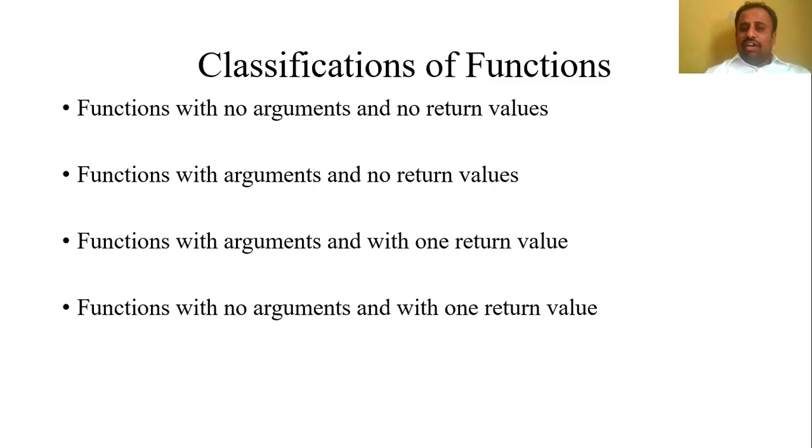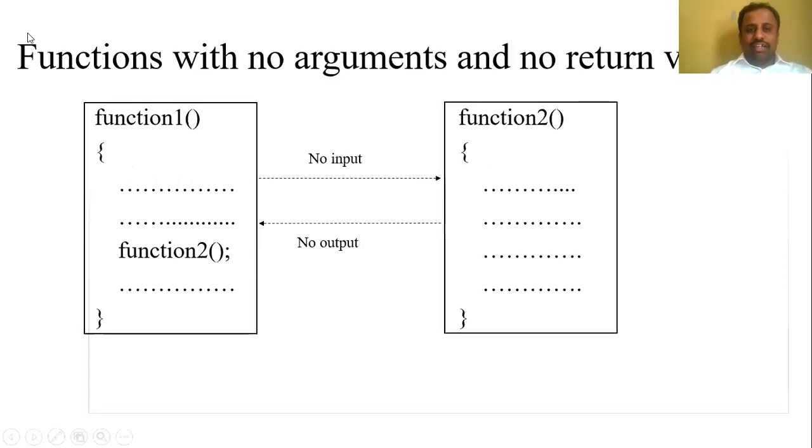So we can come to a simple example one by one. This is the function with no arguments and no return value. Function one, you can consider as the main function. Within that function, you are calling a maximum function.